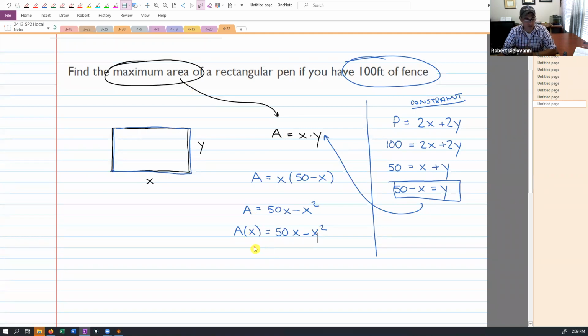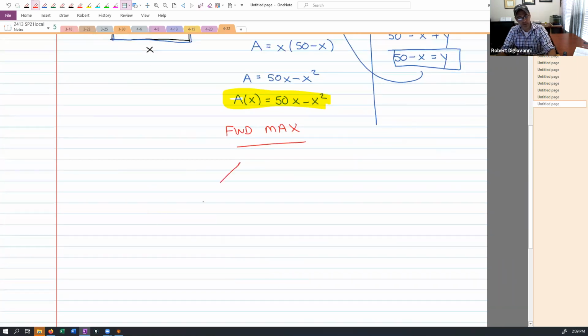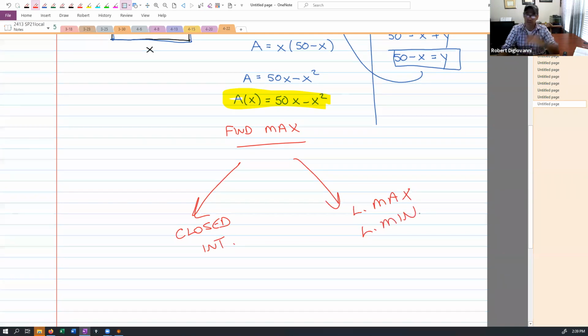So I've got to end class. We're just going to leave this as an open question. We want to take this and find the max that it can be. We have two different ways we can do this. We can do the closed interval method, or we can find the local max, local min, doing what today and previous class was about. There are two different paths we can travel.